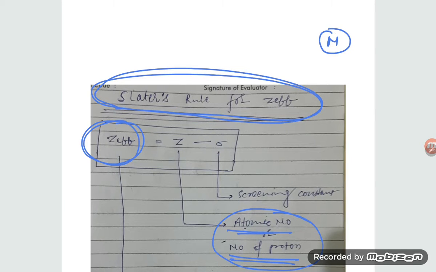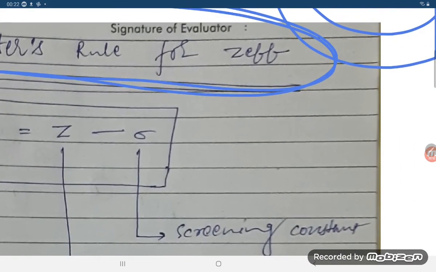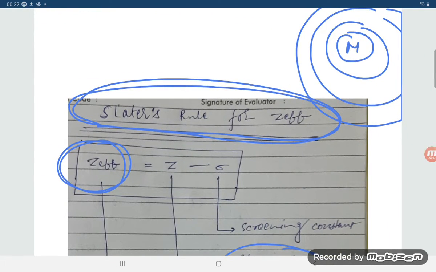Suppose this is the nucleus, and outside of it there are so many shells possible. There are electrons in the inner shells, and the nucleus is exerting a force of attraction, but these electrons decrease the force of attraction between the nucleus and the outermost electron. This decrease in attraction force between the nucleus and the outermost electron is known as the screening effect, that is sigma.